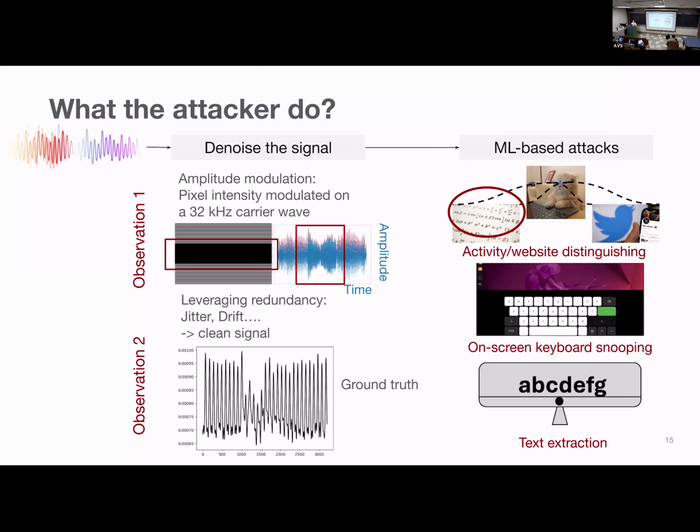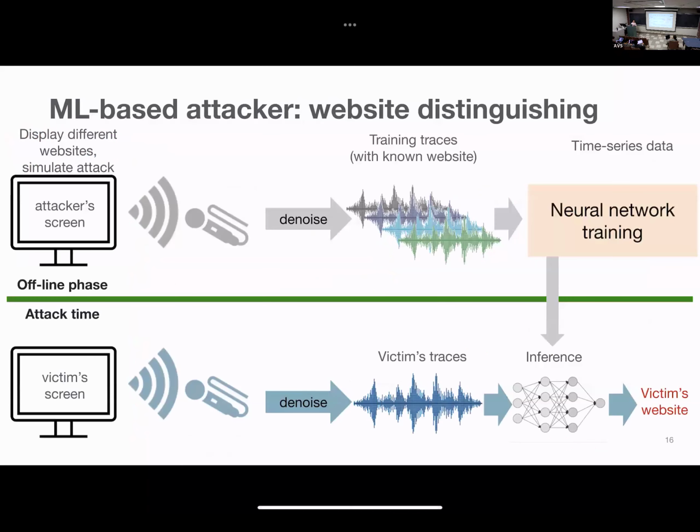They use this clean signal to do some machine learning based attacks. They can do website distinguishing, on-screen keyboard snooping, and also text extraction. So next, how did they do the website distinguishing? They actually displayed various websites on the screen and detected their traces. They located each trace, labeled it with the identity of the website displayed on the screen, and trained it into a neural network, because it's good for time series data.